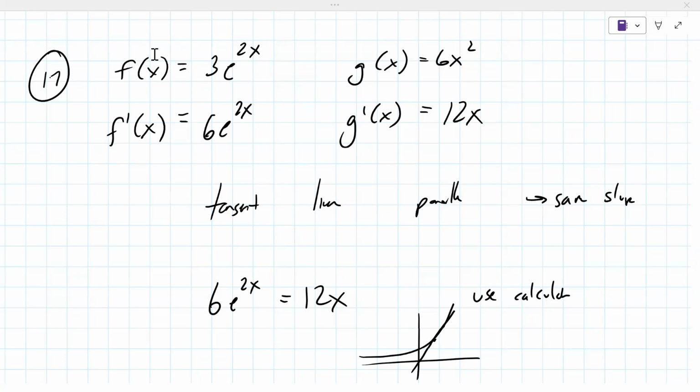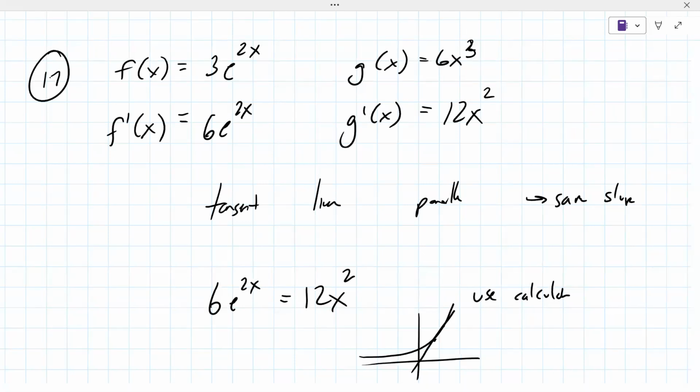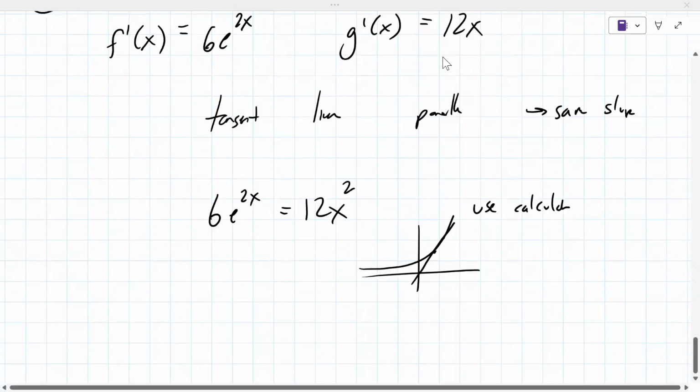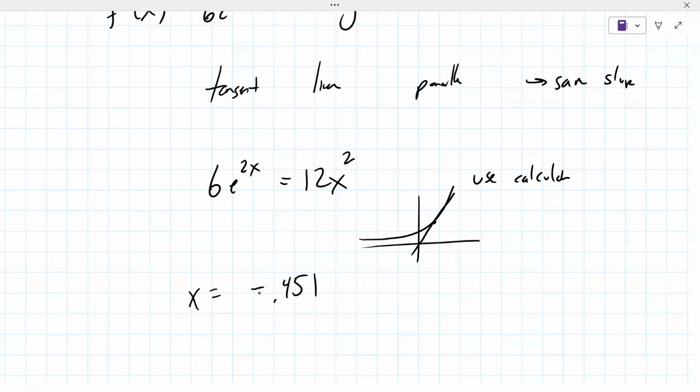Oh, you know why? Because I couldn't read the problem, and that's the wrong derivative. And that's one of the issues with what we're doing here. So it does only have one intersection point. Okay, hold on. Okay, I see it now. All right.